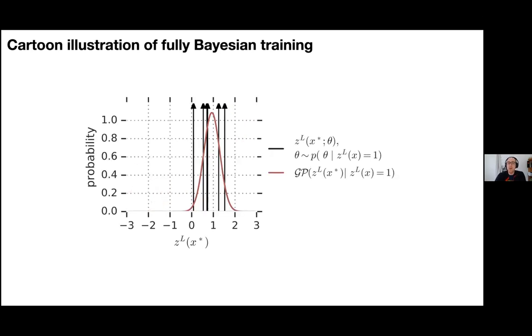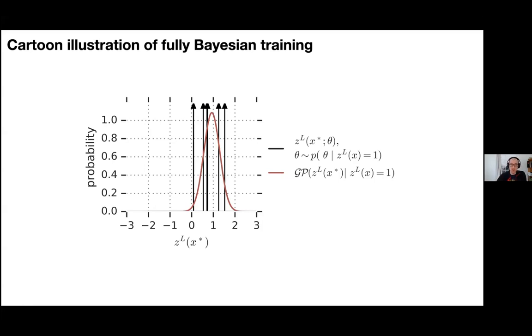So for instance, one way in which we could make fully Bayesian predictions from a neural network is to draw parameters theta from the posterior distribution of the parameters given the training data. So here that's just P of theta given Z^L of X equals 1. And then after drawing the parameters from their posterior distribution, we could evaluate Z capital L, the output of the neural network, at the test point for each of those parameter values. So here, the x-axis is the logit value for the test point, or the output of the neural network for the test point. And the y-axis is the probability of observing that logit value. The distribution over test set predictions that you would get from this method of drawing the parameters from the posterior corresponds to the black delta functions here.